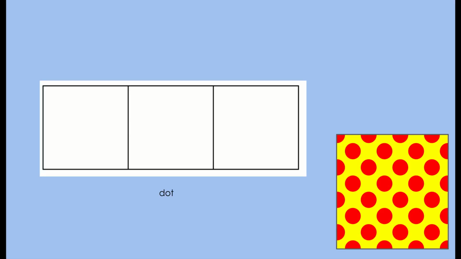Now let's practice breaking apart words into their sounds using the sound boxes. The first word we're going to break apart is the word dot. Ready? First sound, d. The next sound, ah. And the last sound, t. D, ah, t. Dot.